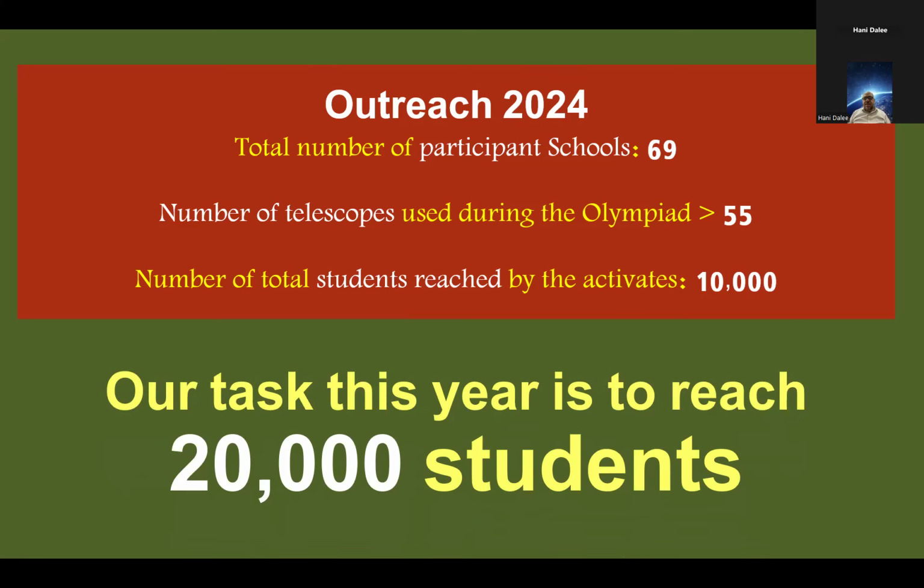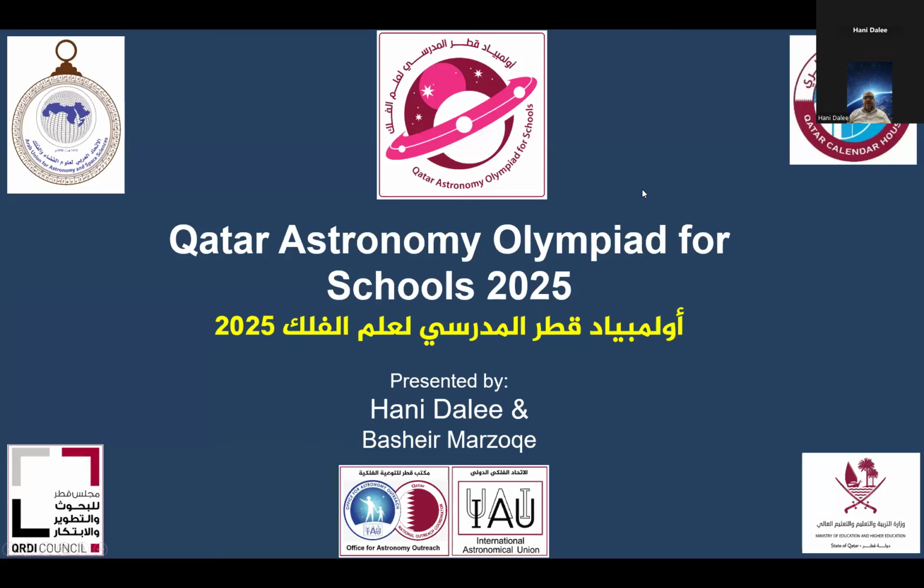Last year we targeted, as I said, 10,000 students. This year we are targeting 20,000 students. Why? Because we have more than 100 schools participating. Last year it was only 69. Now we have almost 116.